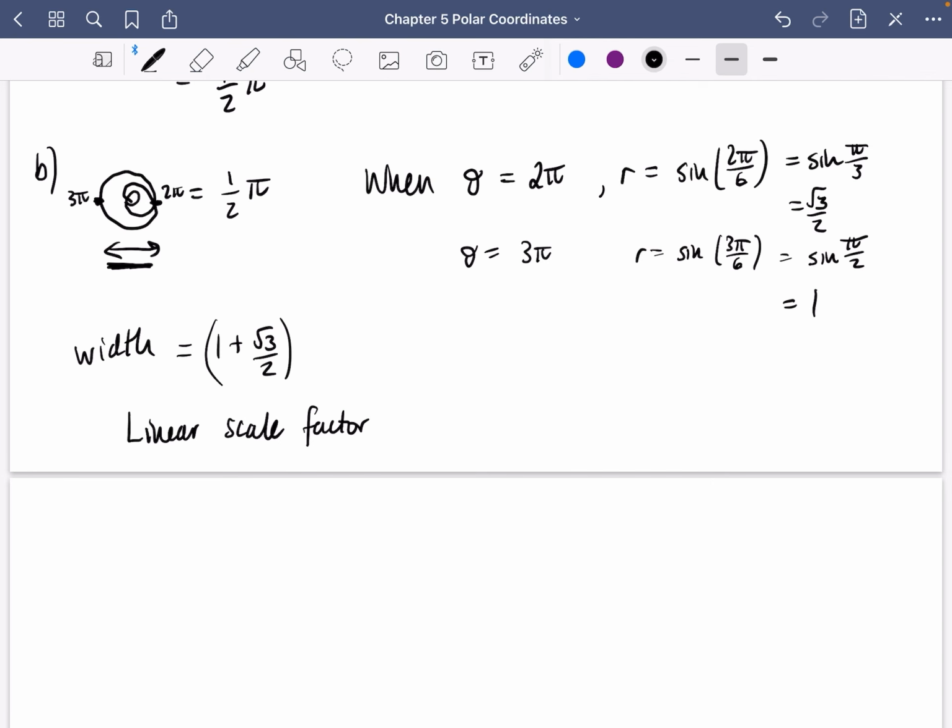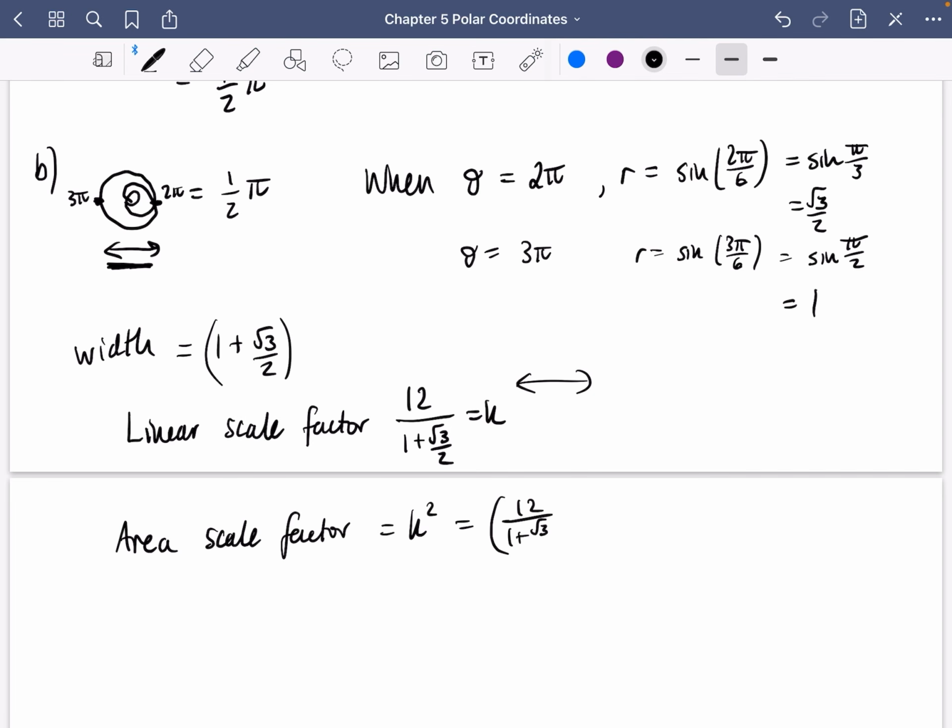So the linear scale factor is going to be the larger one divided by the smaller one, like this. That will tell you how much it has scaled up in like a left and right direction. And if I call that k, the area scale factor is just going to be equal to k squared. In other words, it's going to be 12 over 1 plus root 3 over 2 all squared. So to find the area of the logo is going to be the original area, which is a half pi, and you're going to multiply it by k squared, which is 12 over 1 plus root 3 over 2 all squared.